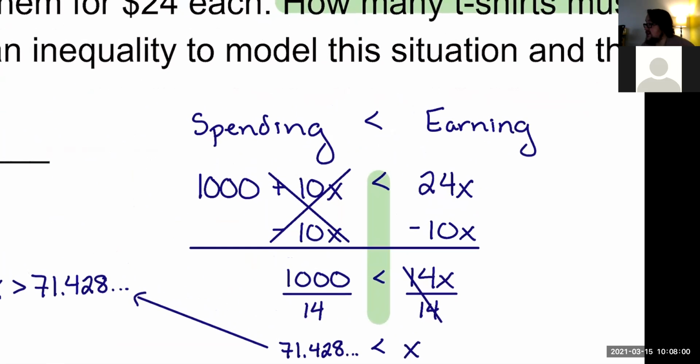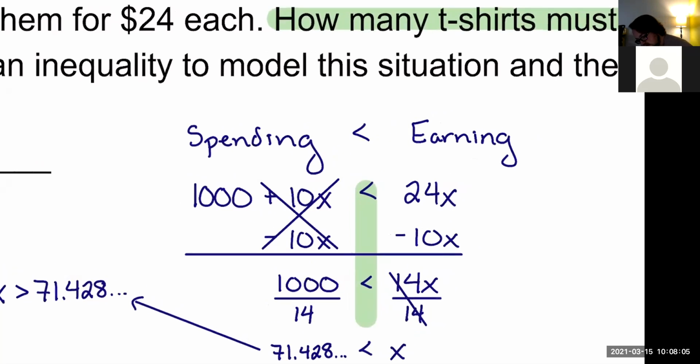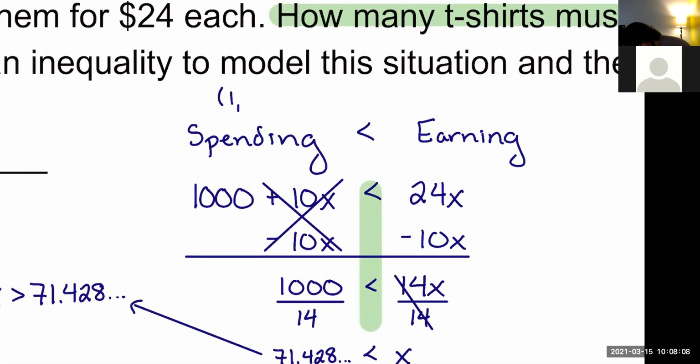we know that his rent would be 1,000 plus 10 times 72, which is 720. So his spending would be $1,720. His earnings would be 24 times 72, which is 1,728. So if he sold exactly 72 shirts, he's making a profit of $8, which doesn't sound exciting, but it does mean that he paid off his rent, he paid off the materials, and he's got an extra $8 at the end of the month.